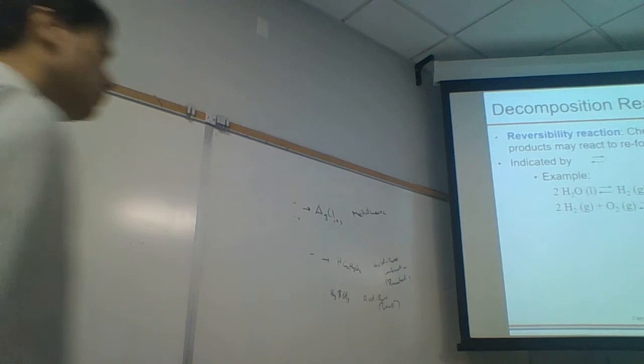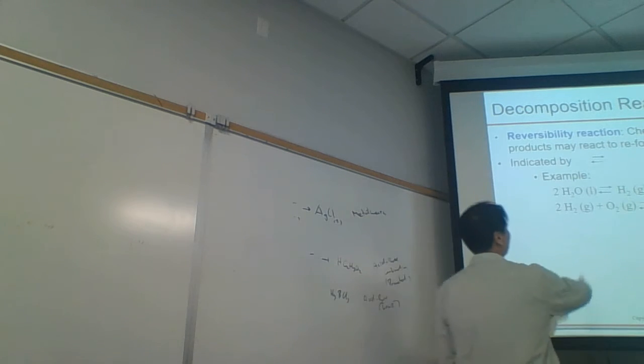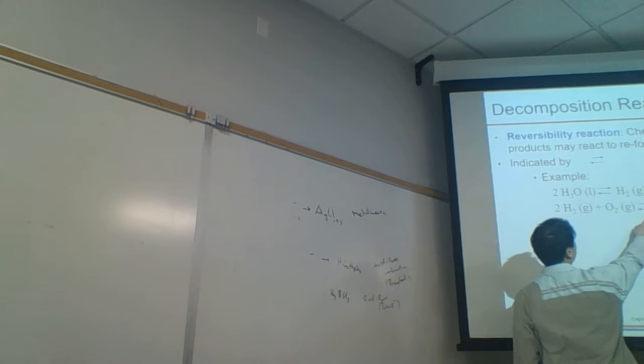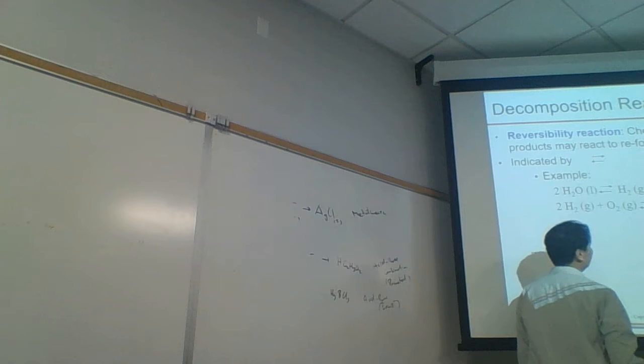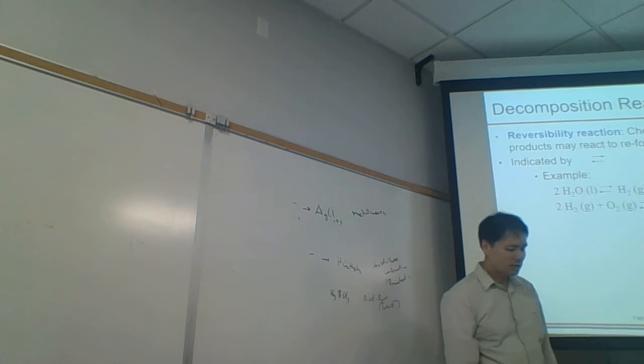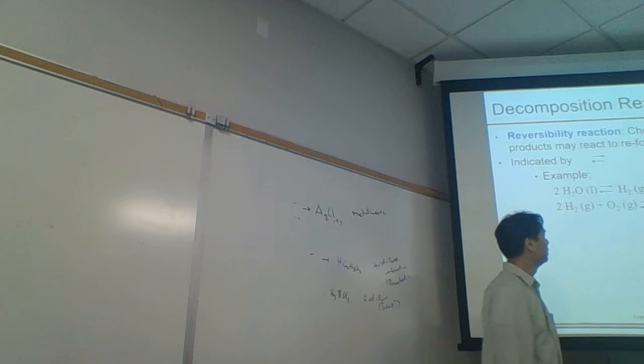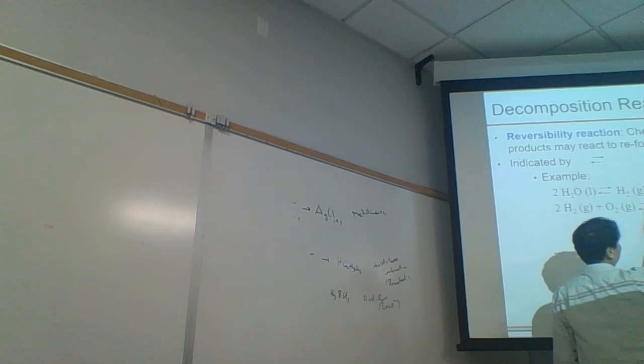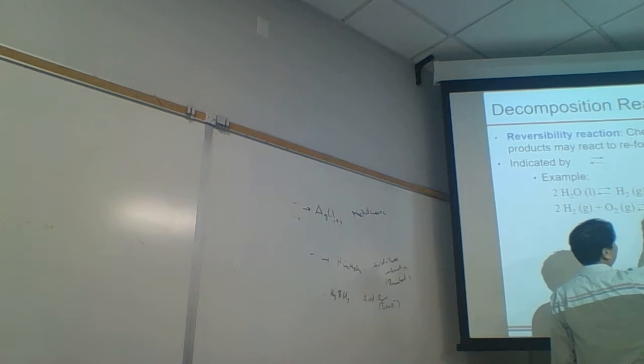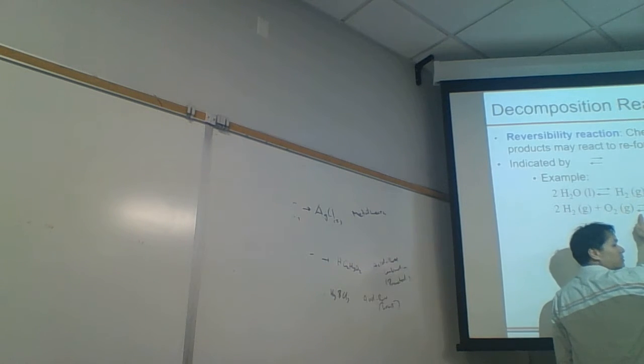So going one way, we call this decomposition. Going the other way, we call it combination. It's actually the reverse of the previous reaction we looked at. So some reactions are reversible. That's why they write these two. Do you see the arrow? You can go forward or it can go backwards, depends.